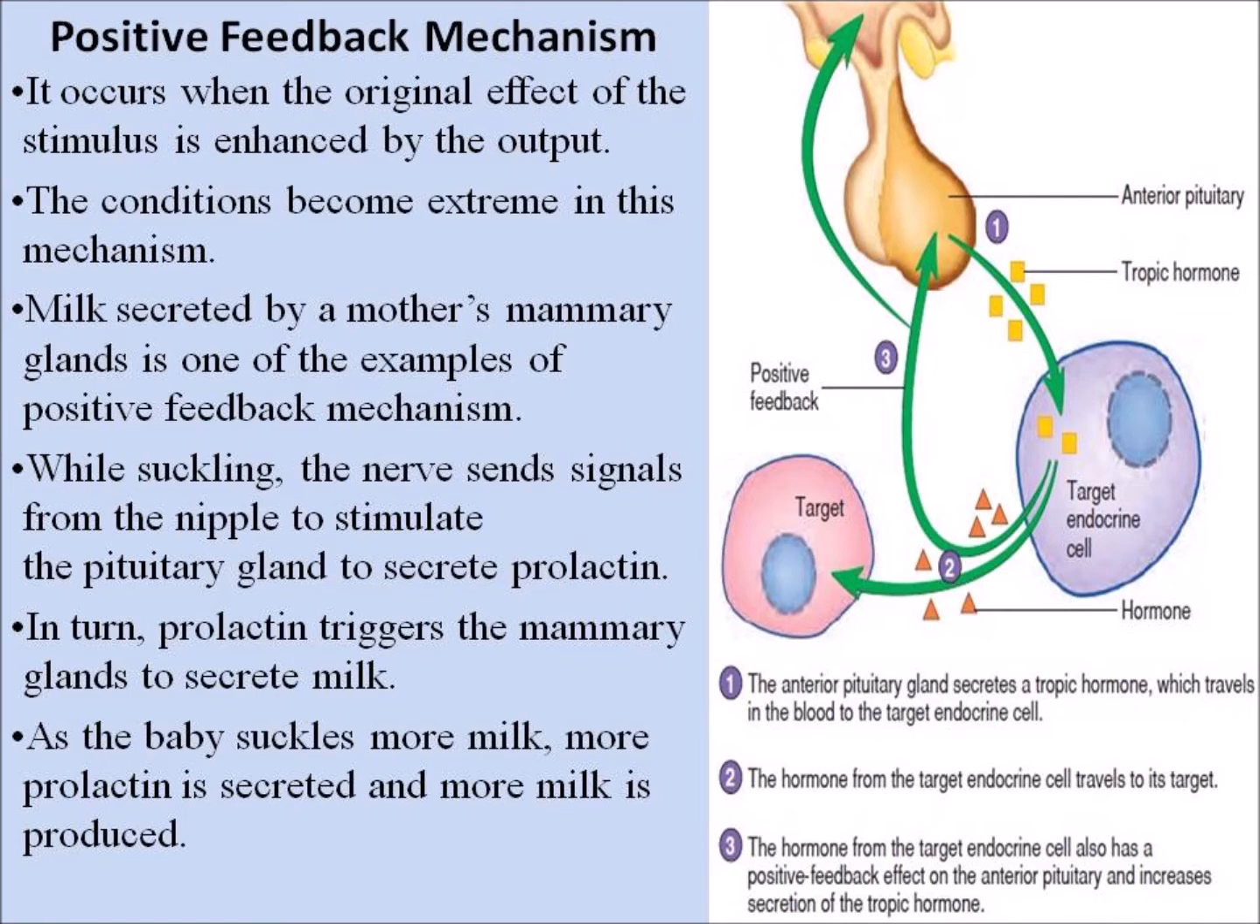While suckling, the nerve sends signals from the nipple to stimulate the pituitary gland to secrete prolactin. In turn, prolactin triggers the mammary gland to secrete milk. As the baby suckles more milk, more prolactin is secreted and more milk is produced. That is shown by the green arrows in the diagram.